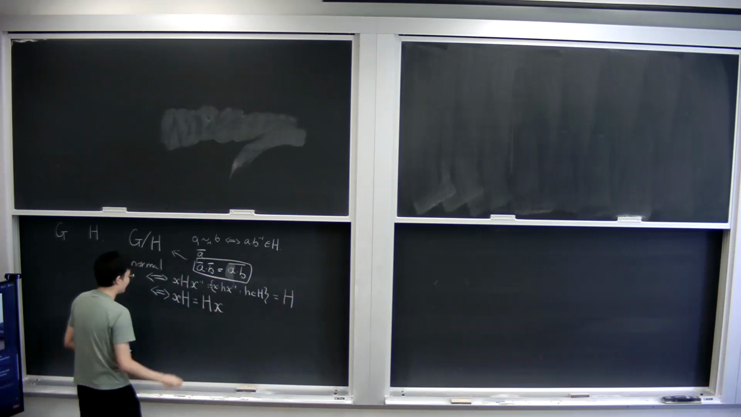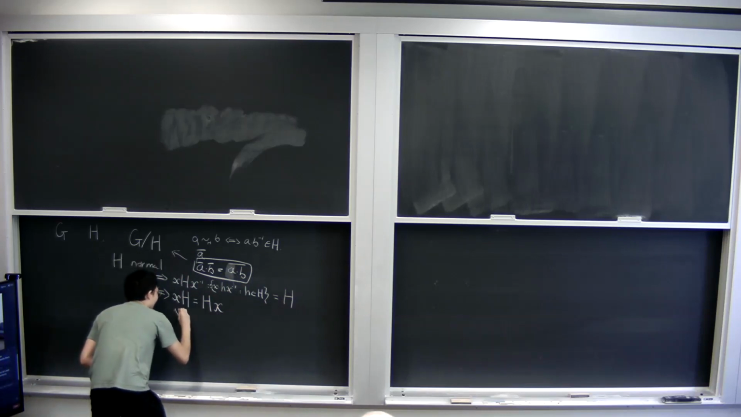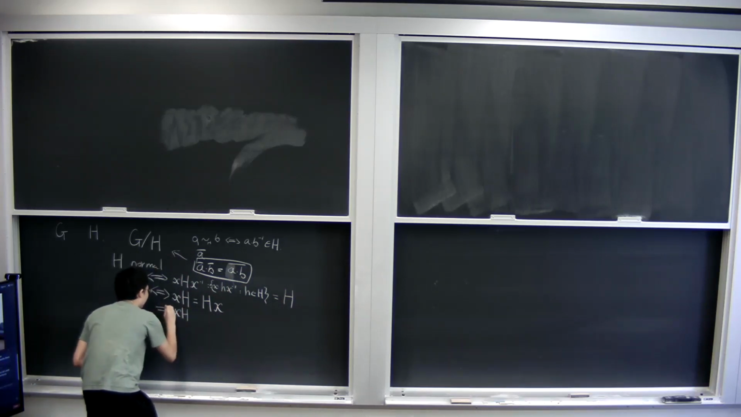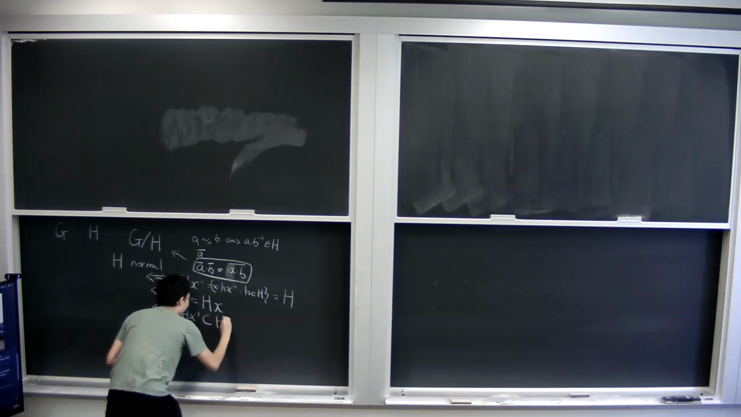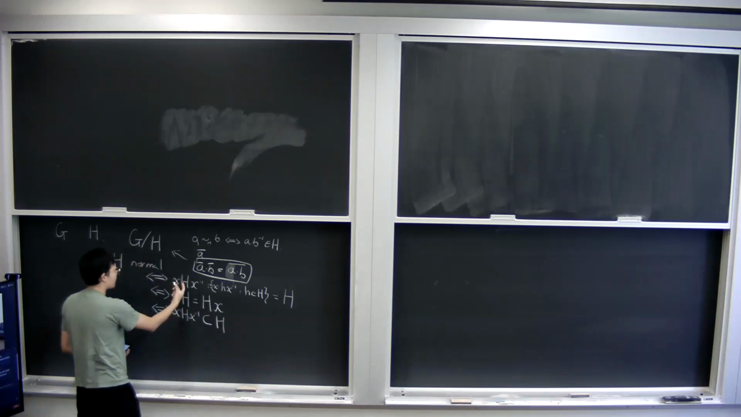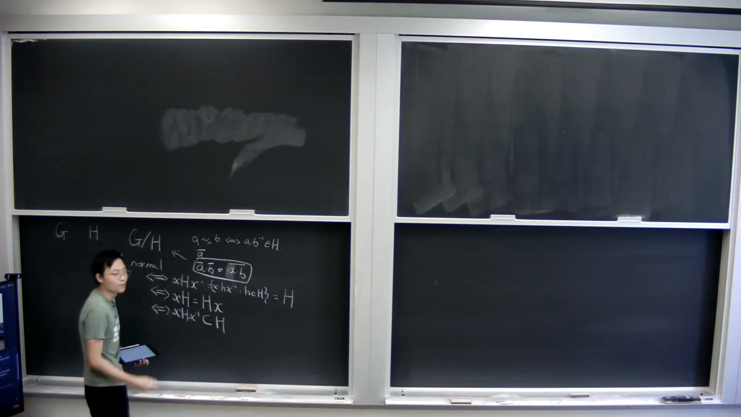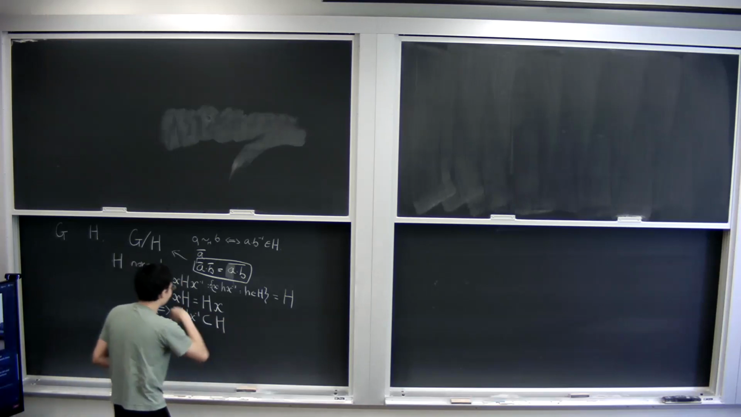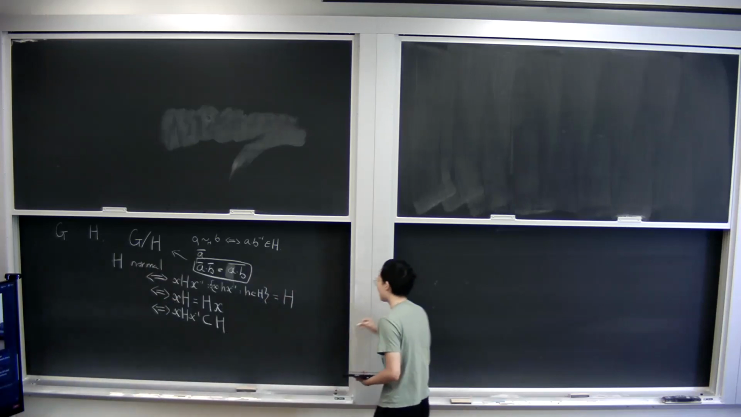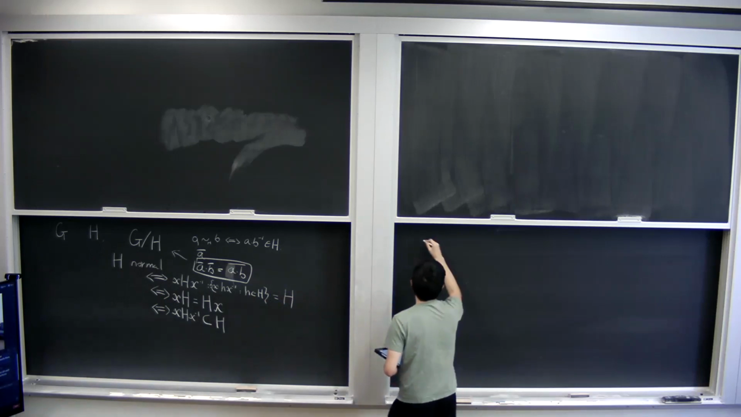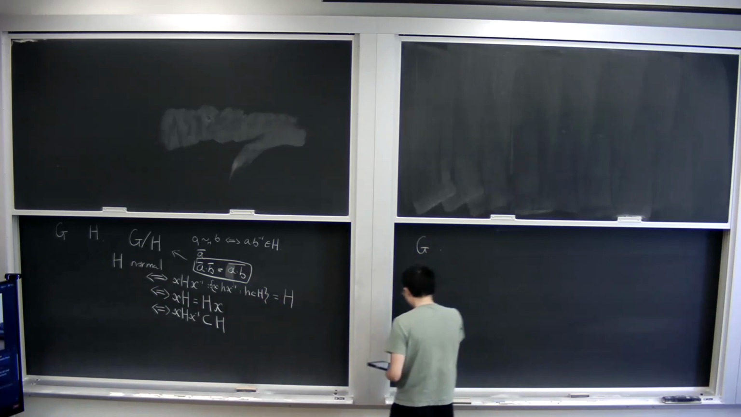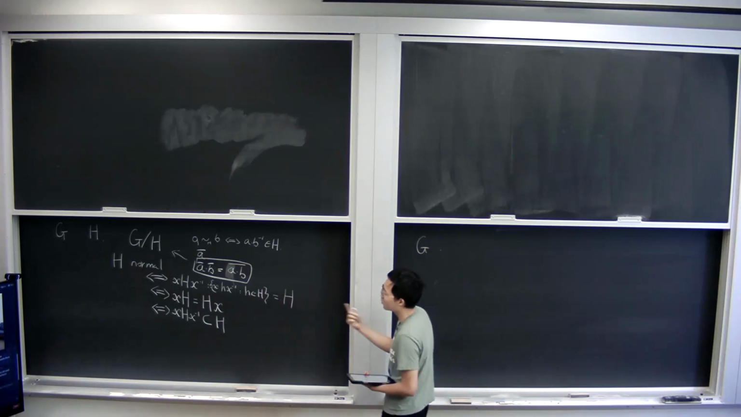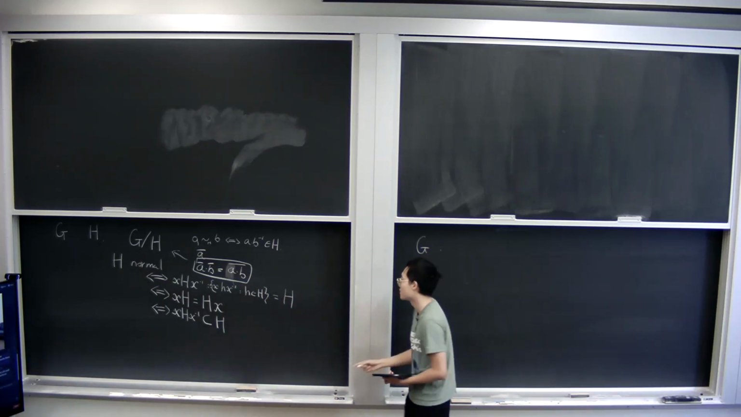And furthermore, this thing is also enough for showing that H is a normal group. We next talked about the group homomorphisms on G. There are some relations between the group homomorphisms on G and the normal subgroups of G.